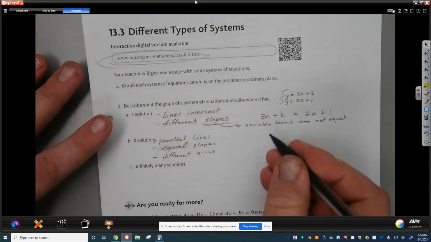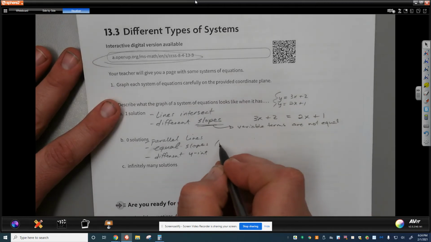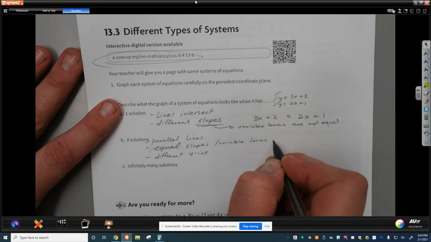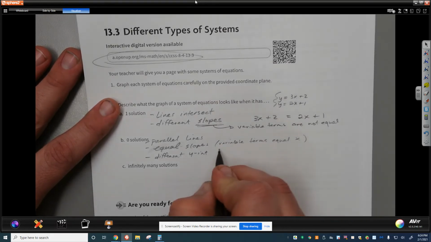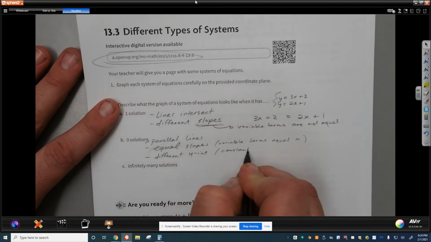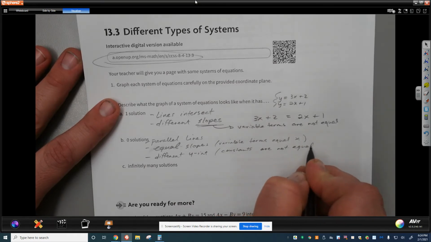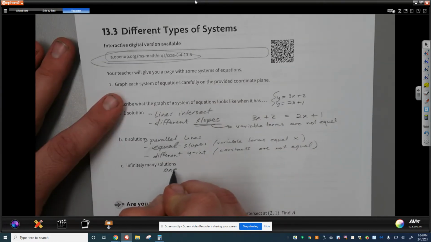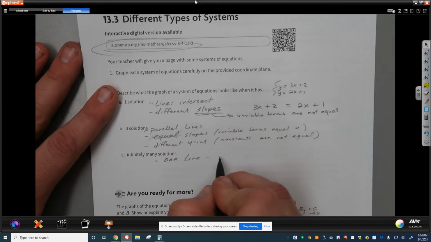So again, we go back to this thing about the constants and the variables. So variable terms are equal when we're talking about x. And then different y-intercepts, we're talking about constants are not equal. Infinitely many solutions are really just one line. Those lines, they do what they call coincide, where they overlap.